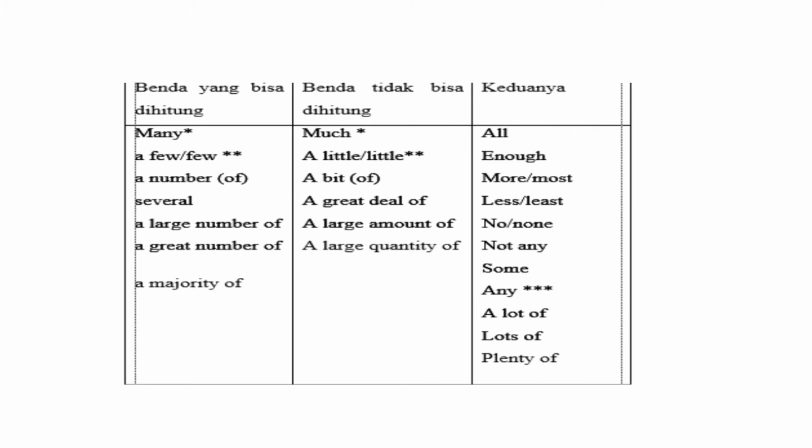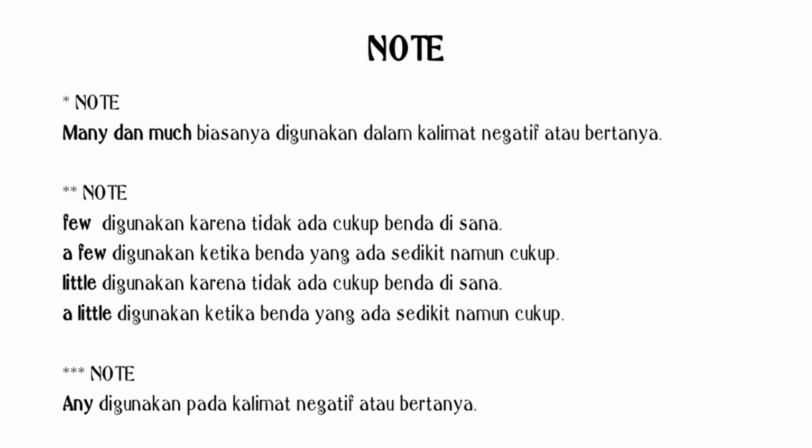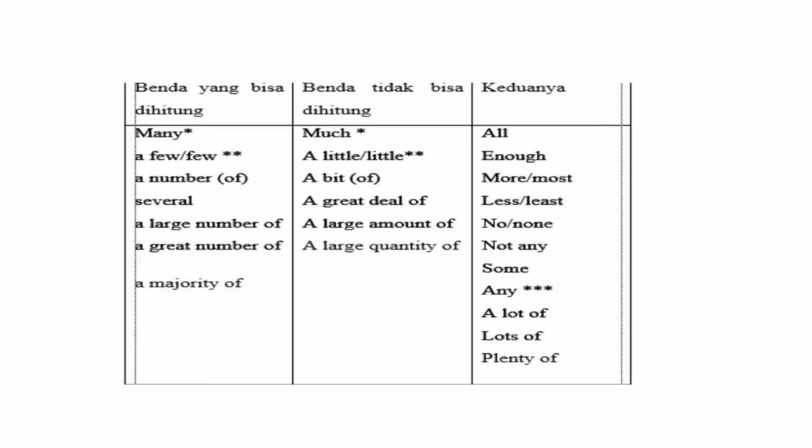And then the quantifiers that can be used with both countable and uncountable nouns are all, enough, more or most, less or least, no or none, not or any, some, any, a lot of, lots of, plenty of. So you have to memorize these quantifiers in this table.